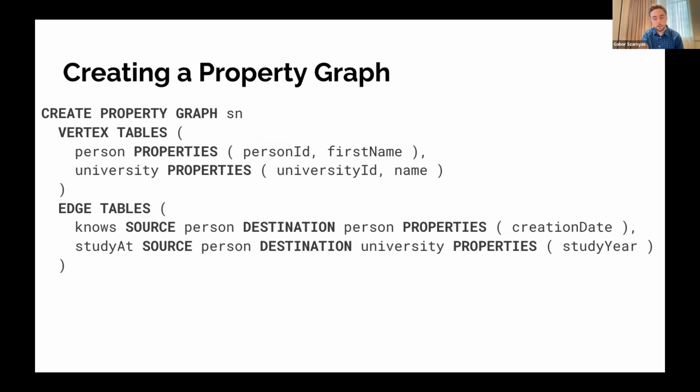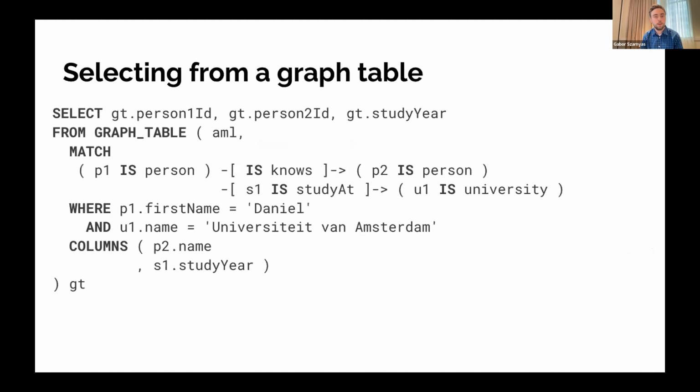Same goes for StudyAt, which has a source as the person, and it goes to university with a study year. And then if we want to select, we have this graph table where we have a person one who follows a Knows edge to a person two. This person two studies at a university. We can filter it. The first name has to be Daniel for this P1 node. And the university where this P2 is studying at is the Universiteit van Amsterdam. We then select this person's name and the year he started to study.